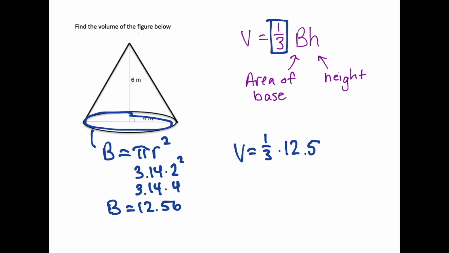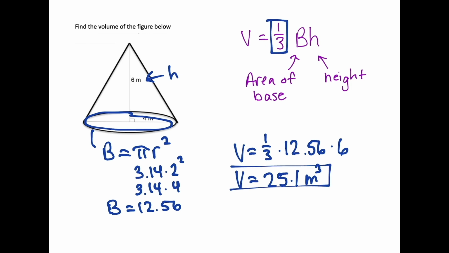So in our equation, our capital B is 12.56. Then we need to times it by the height. Our height is 6. Grab a calculator and take 1/3 times 12.56 times 6. You could also take 12.56 times 6 and then divide by 3. You should have gotten 25.1 cubic meters.